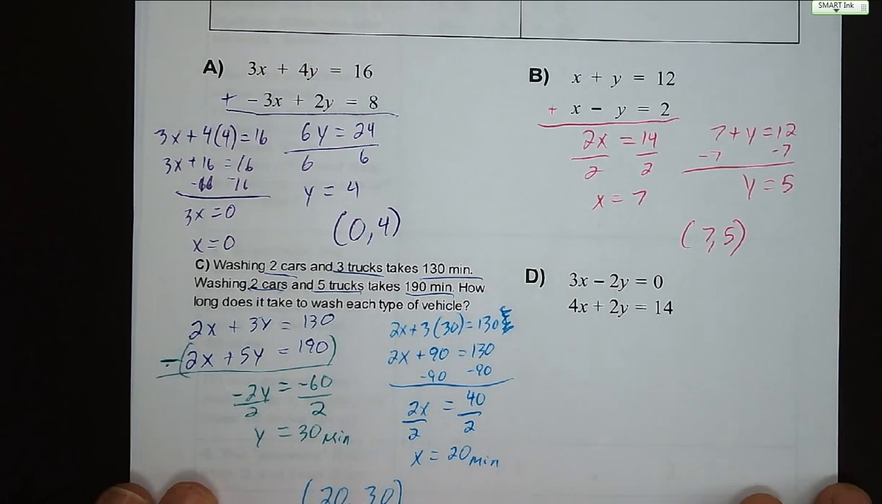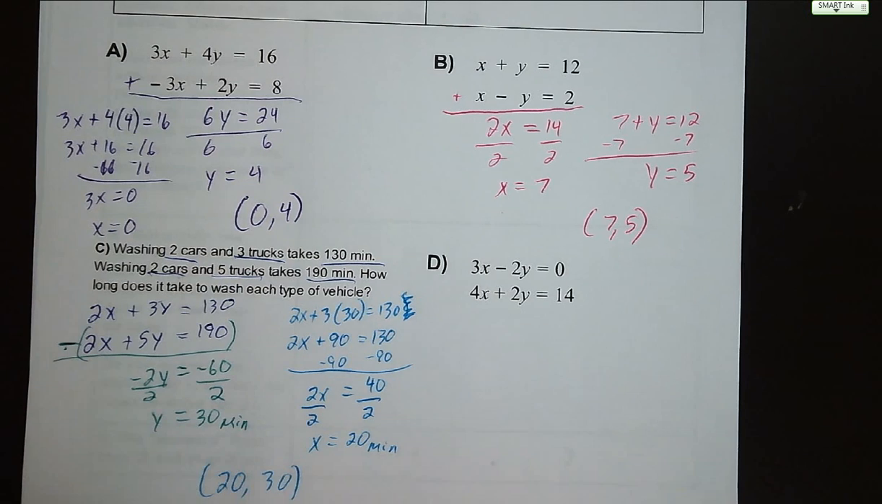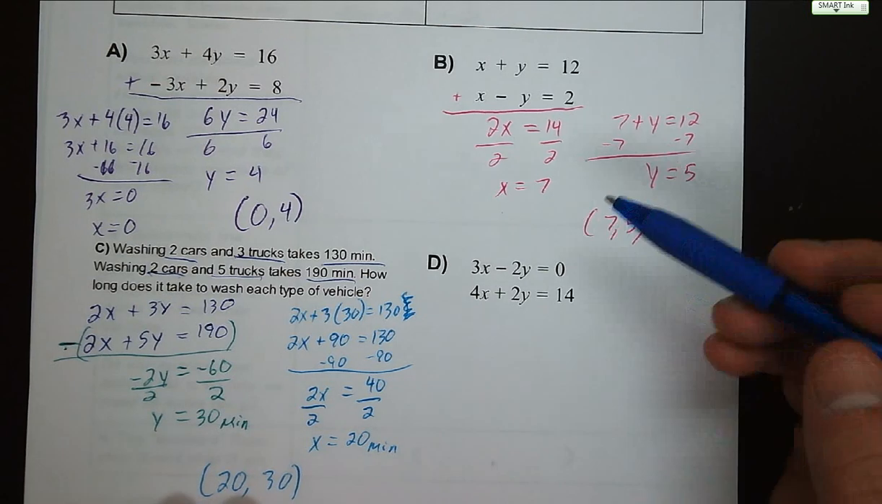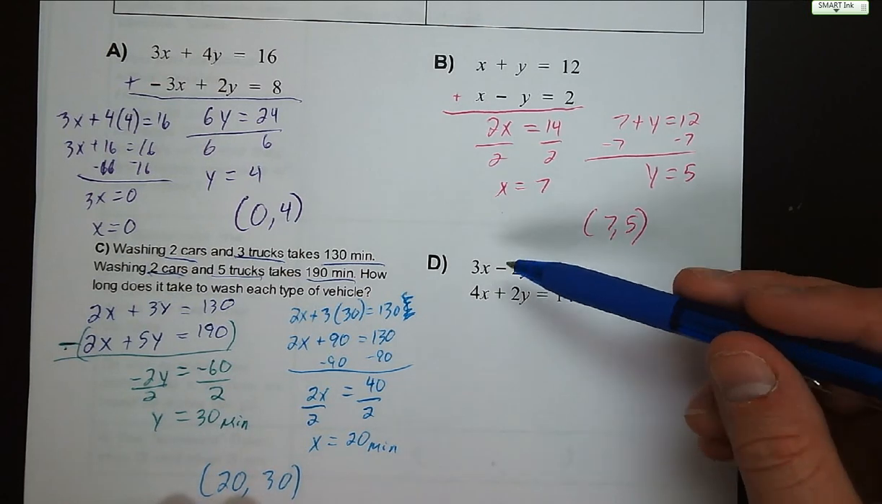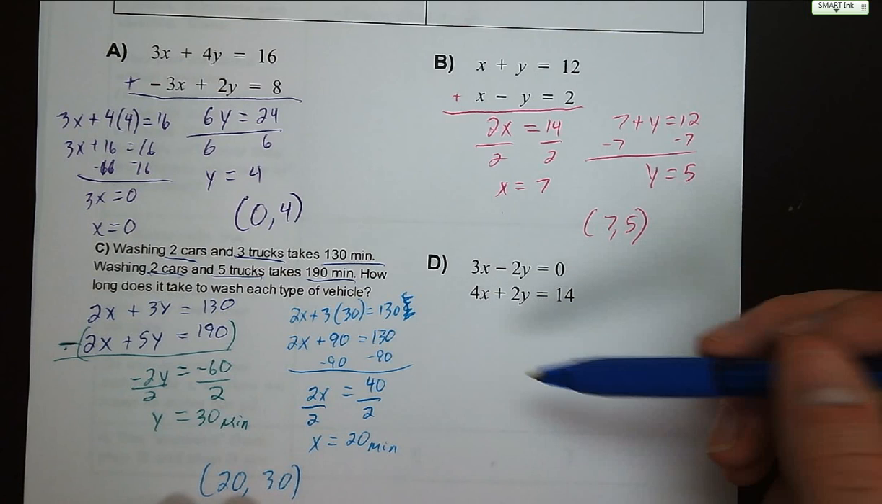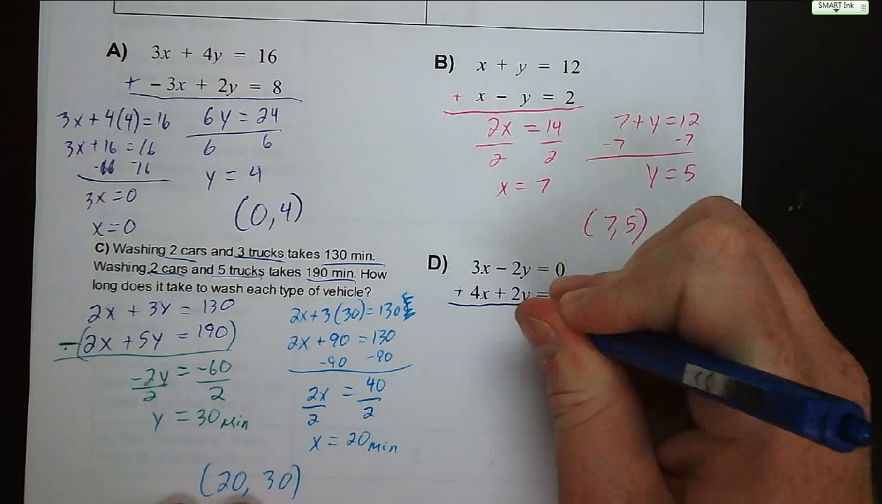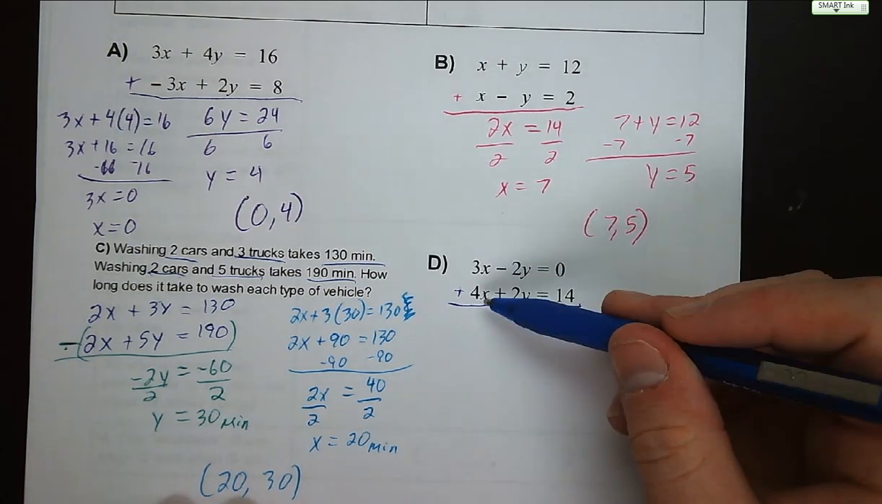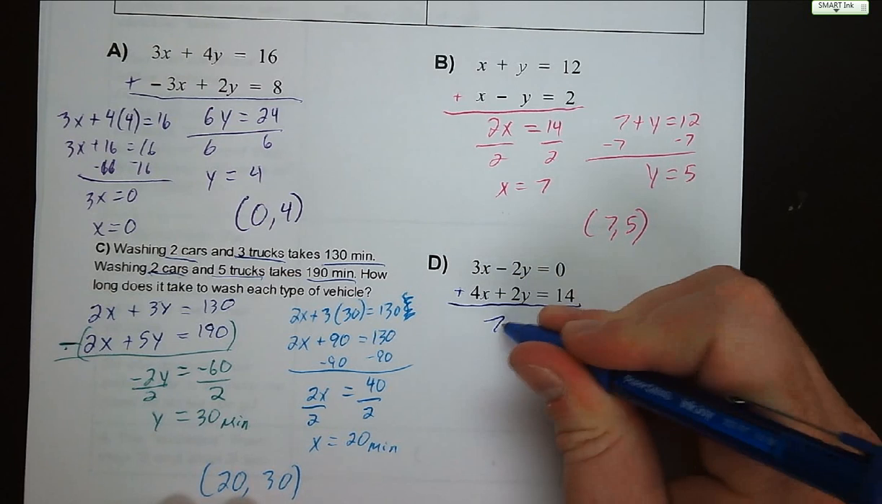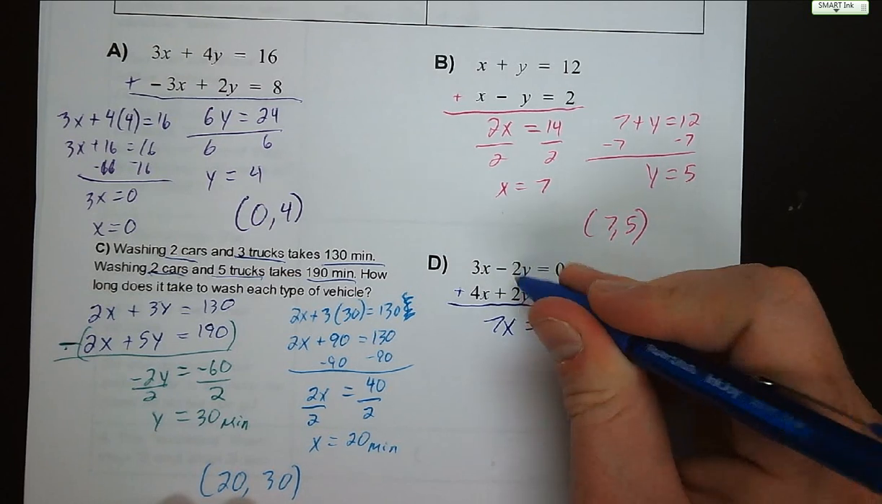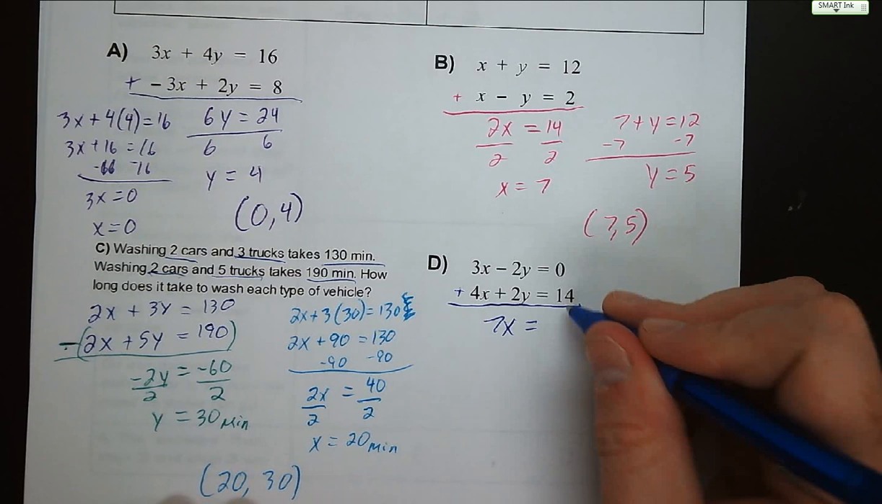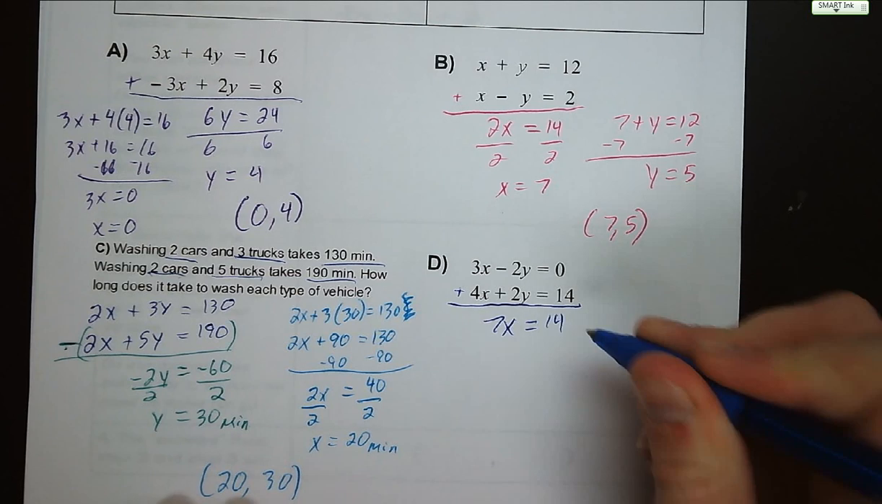Okay? I want you guys to try letter D on your own and then come back for the solution. So letter D, we have additive inverses for our y variable. One is negative, one is positive, so we just add these two equations together. 3x plus 4x is 7x. Negative 2 plus 2 is 0. 0 plus 14 is 14.